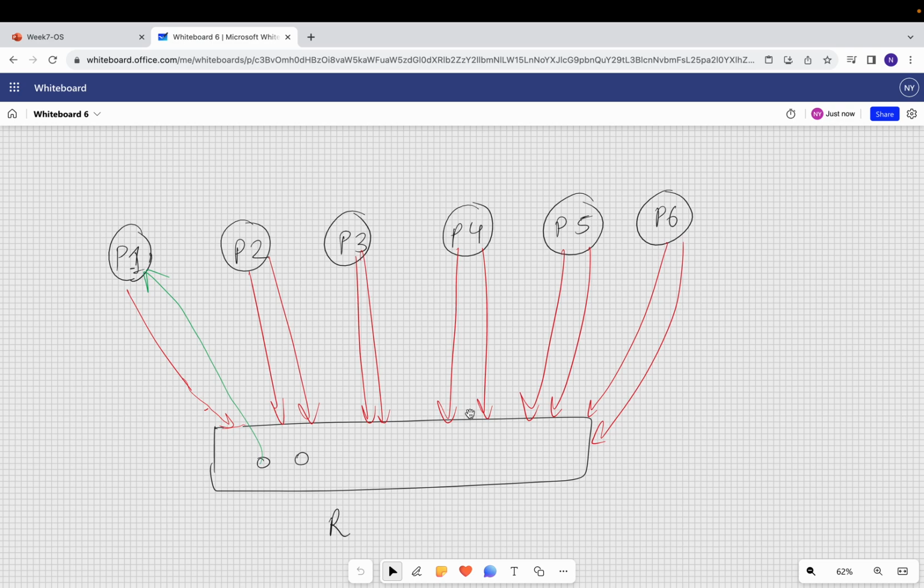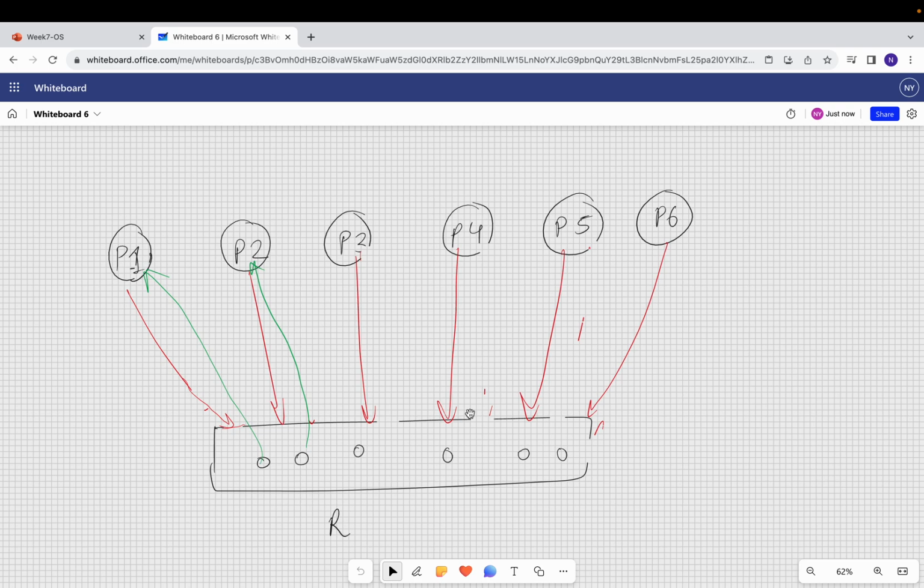But a deadlock can also happen here, because P1 requested resource R, and we gave 1 unit to P1, and at the same time all of the other processes are also requesting, so it may so happen that we give 1 unit to P2. So we give 1 unit to P1, 1 unit to P2. Similarly, if we have more units, we can give one unit to all of them. If we give one unit to all of them, then still there will be a deadlock.